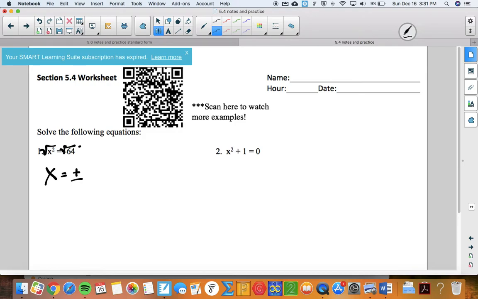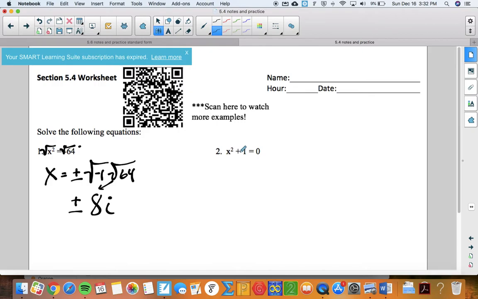So we're going to pull out a square root of negative 1. That's the square root of negative 1 times the square root of 64. The square root of 64 is 8, and the square root of negative 1 is i. So plus or minus 8i.